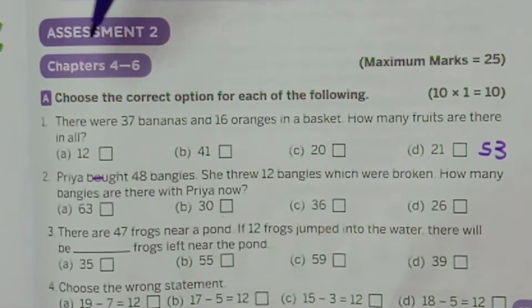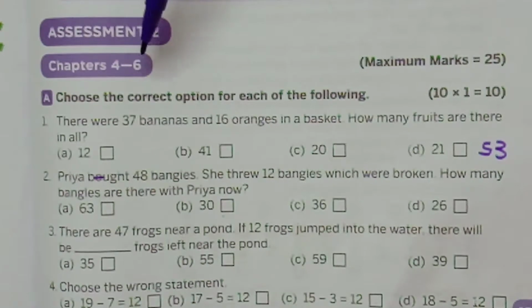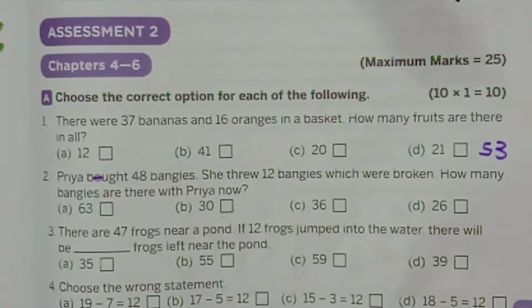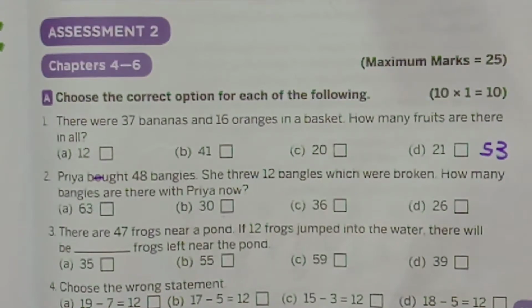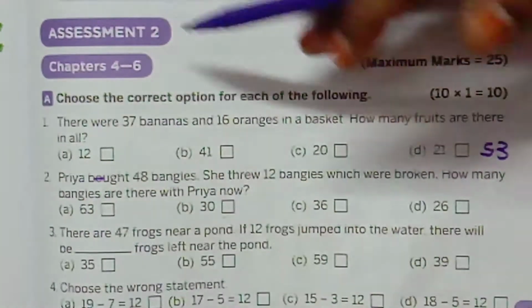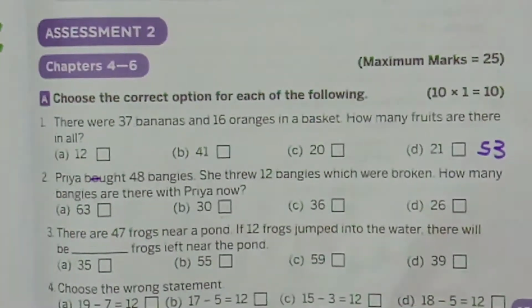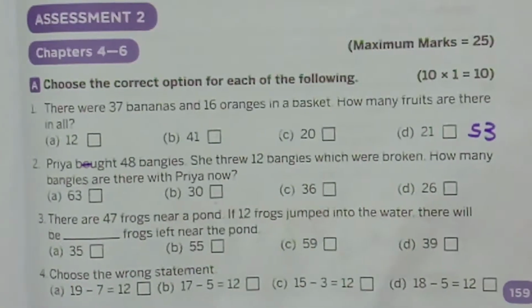Right children? What is chapter number 4? Additions. Right? Next, what is chapter number 5? Subtraction. After that, what is chapter number 6? Shapes and patterns. Right? It is a very easy topic for you. Now here only oral bits are there. I will just clarify, and after that you do these pages.